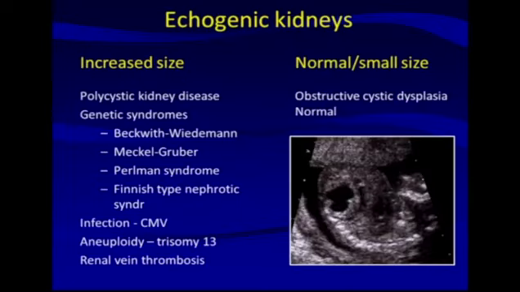Now, moving on to echogenicity within the kidneys, there are many, many causes of increased echogenic kidneys. Some of these are inherited diseases, some are acquired, and you can see in the list I've broken them down into kidneys which are echogenic and increased in size, and those that are echogenic and normal size. And when we talk about increased size echogenic kidneys, some of the things we would consider would be inherited polycystic kidney disease, some genetic syndromes, some of which I'll show you, some acquired things like a CMV infection, renal vein thrombosis, as well as chromosomal abnormalities. And the normal-sized echogenic kidneys include normal kidneys as well as obstructive cystic dysplasia.